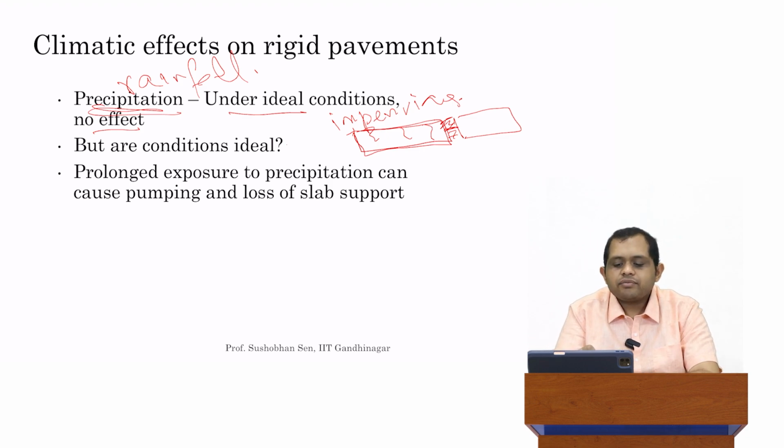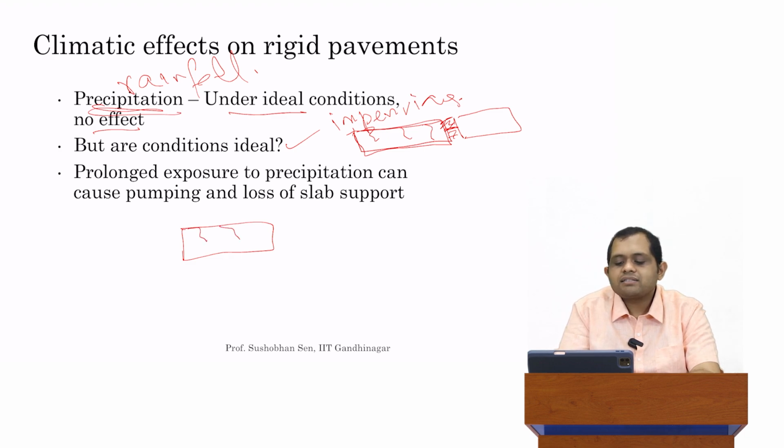But whenever we talk about ideal conditions, we should always ask ourselves, are conditions actually ideal? Well, that's not the case. A typical rigid pavement, and if any of you live near a rigid pavement, I encourage you to go outside and look at this for yourself, will have some amount of cracks which have developed. It develops over time due to a variety of reasons. The joint itself, it's possible that the sealant has broken off, the sealant has deteriorated.